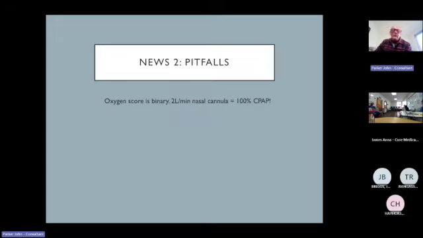in ways like: the oxygen score is binary, so there is no difference between somebody on 2 litres per minute of nasal cannula and someone on 100% CPAP. Obviously, these are very different in terms of how sick they are, and this became an extremely important issue through COVID. NHS England released a lot of warnings and guidance around this, that we needed to monitor very carefully how much oxygen someone was on. And this is an independent predictor of if someone is unwell or not. So that's the first one.